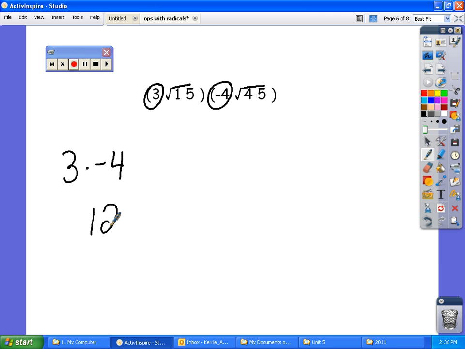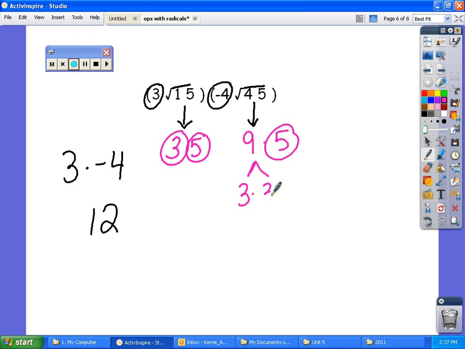Leaves me with negative 12. And in this case, these numbers are bigger, so I'm going to go ahead and factor them out because I really don't want to do 15 times 45 and then factor it out. Those numbers are just going to be too big. So 15 is 3 and 5. And 45 is going to be 9 times 5. And the 9 breaks down to 3 times 3.